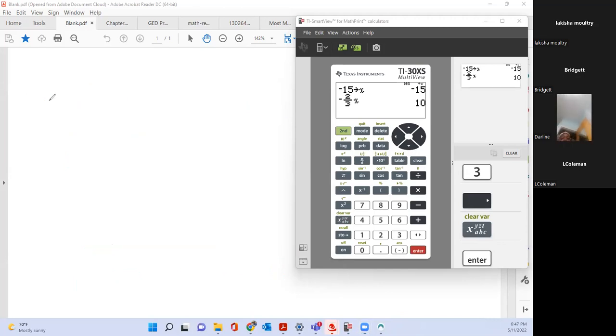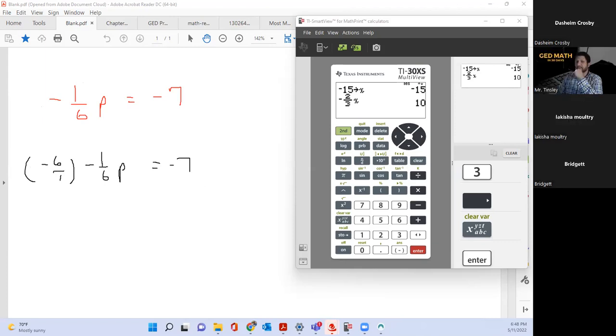So the next problem was, I think I had -16p equal -7. What is the reciprocal of -16? -6 over 1. So -6 over 1 times -16p equal -7. Whatever I do on one side, I do on the other side, so I'm also going to multiply this by -6.